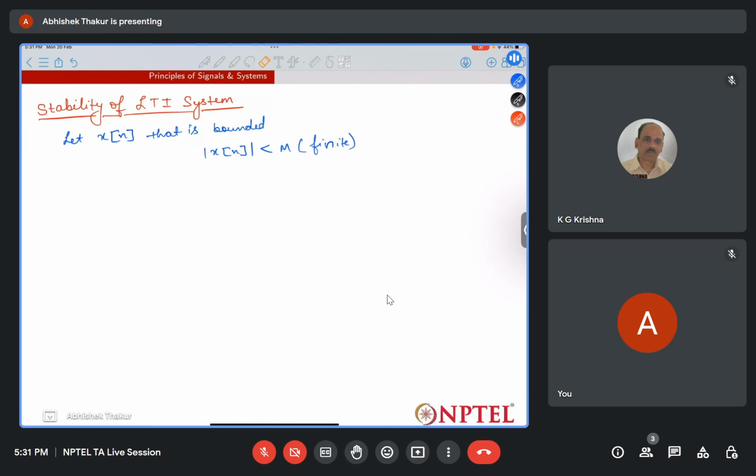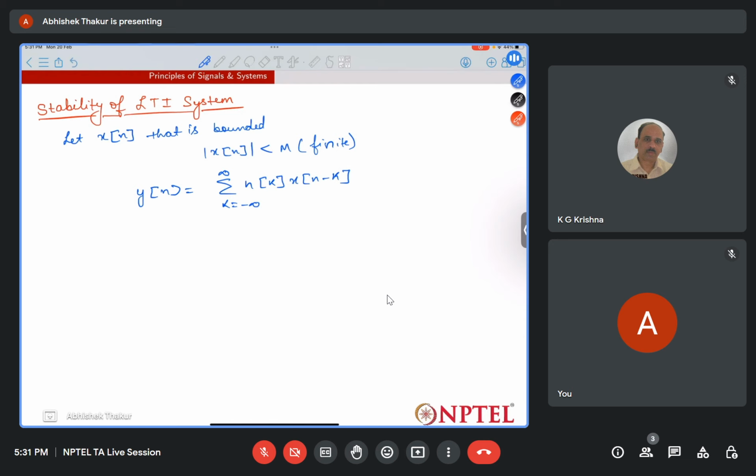So now, stability of an LTI system. We are discussing bounded input and bounded output. Let's suppose the input x[n] is bounded, so its magnitude is less than M, some finite value. And what is our output? y[n] is given as the summation of h[k] into x[n minus k], with k from minus infinity to infinity. This time it is not about a causal system, that's why we have taken k from minus infinity to infinity.